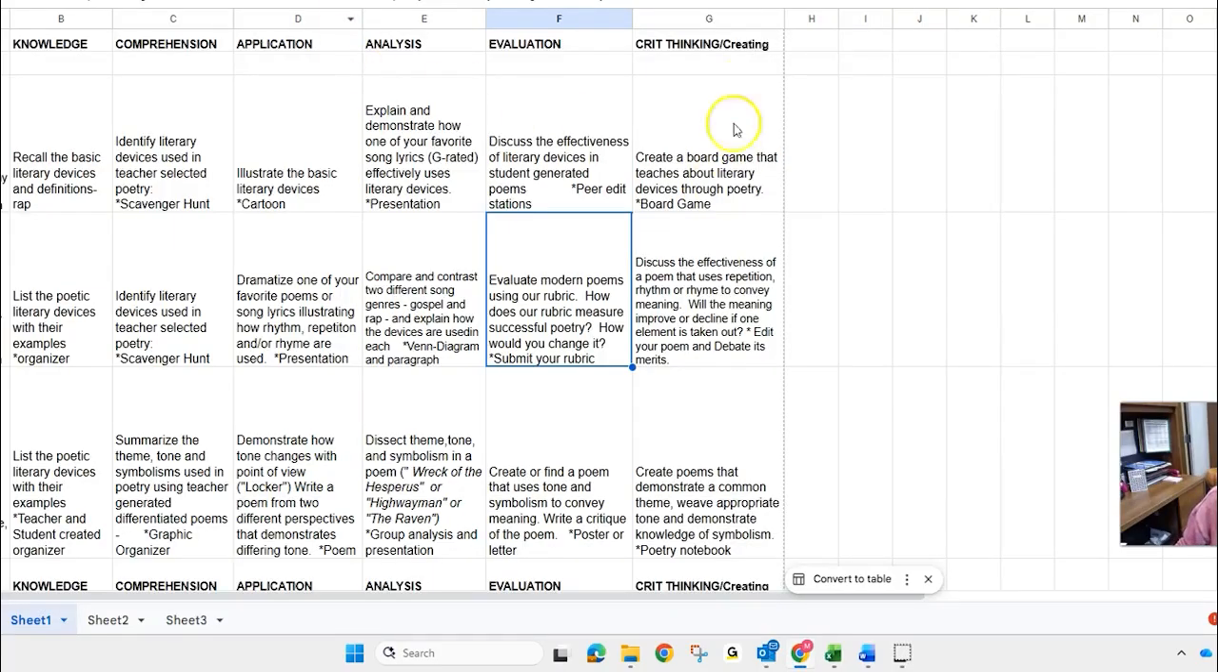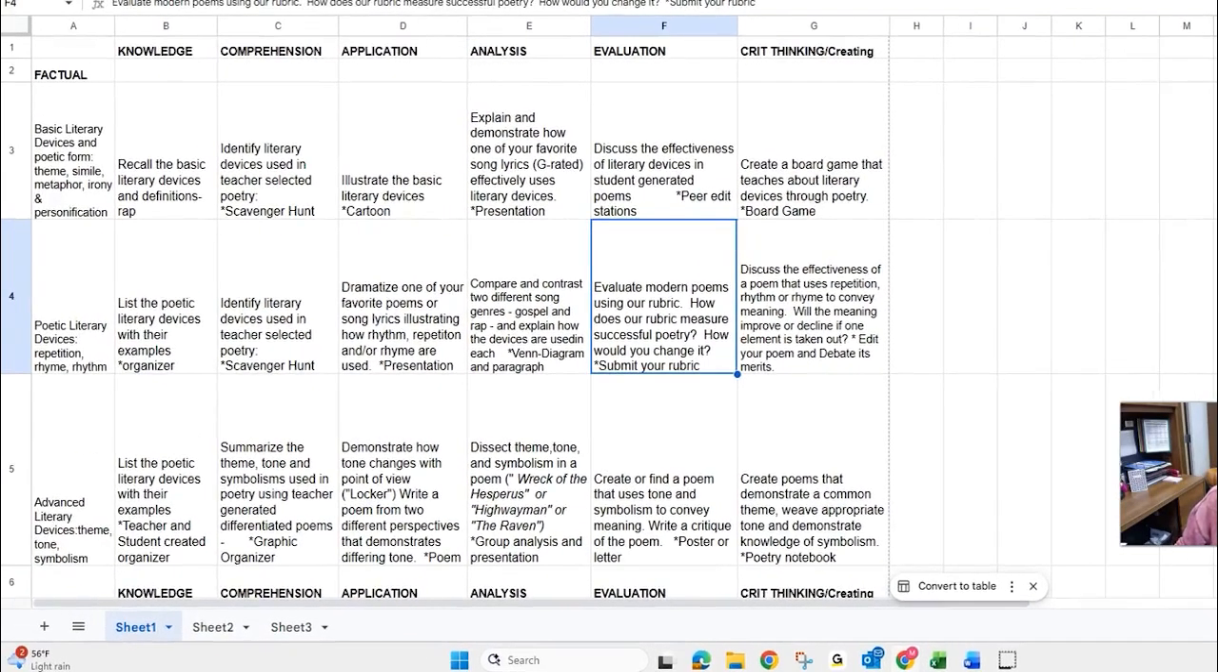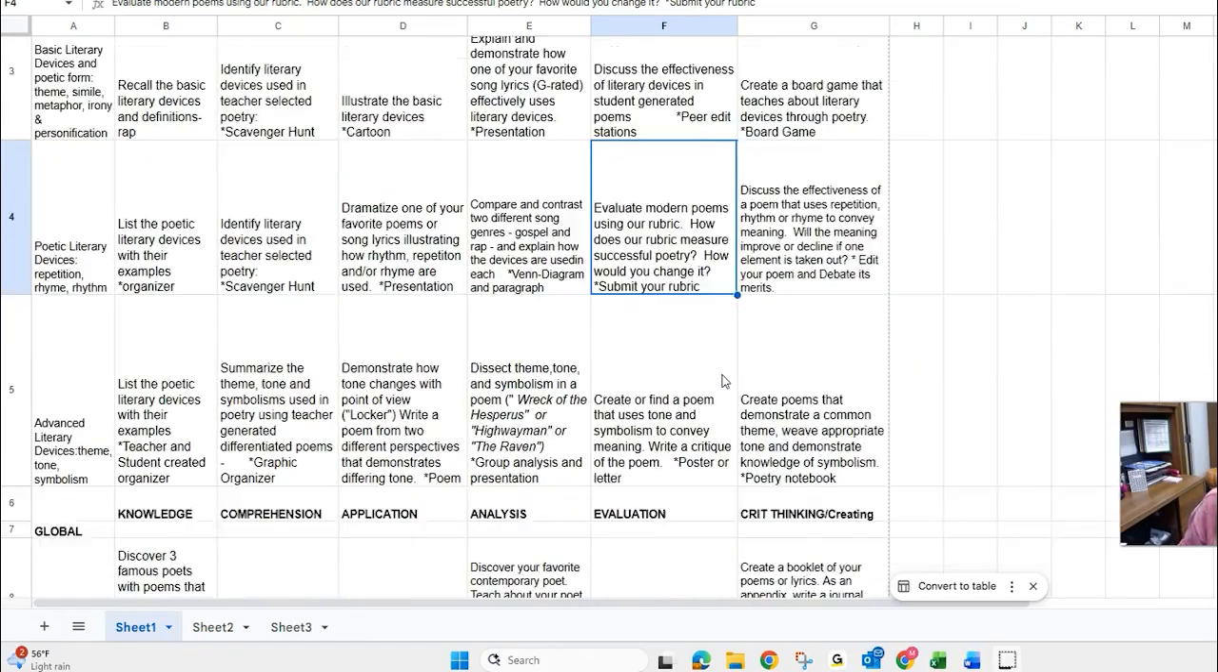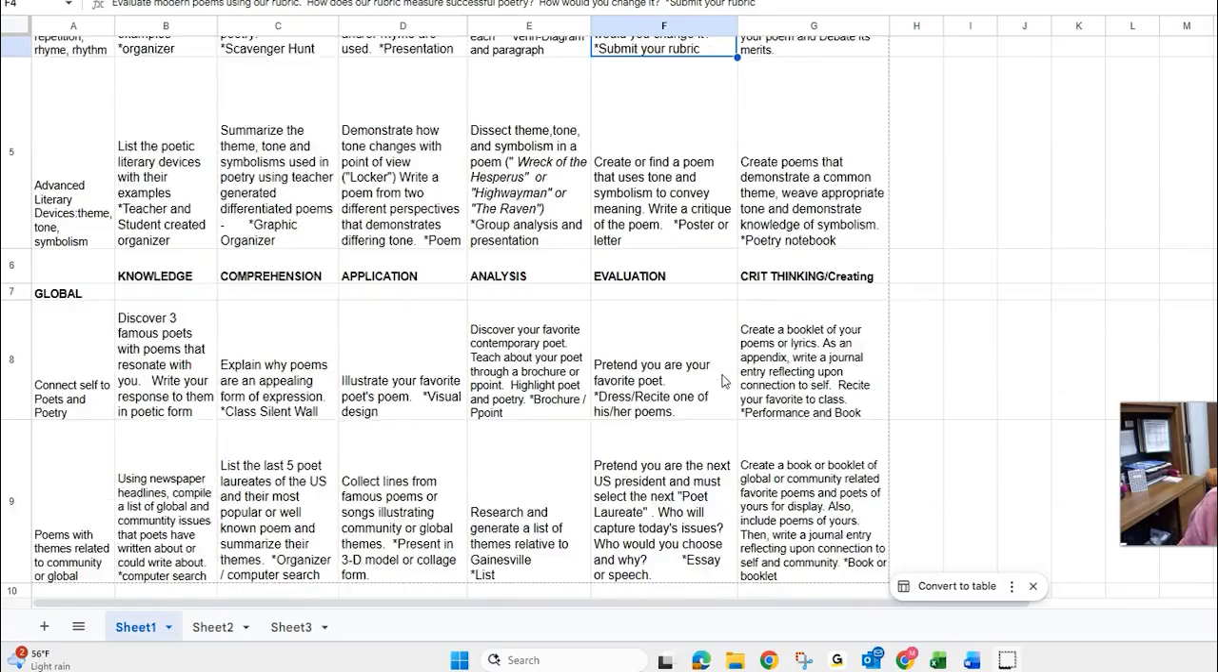Another one here is a poetry unit. And the factual, the basic literary terms, this I believe was a 6th grade unit. And then discuss the effectiveness of student literary devices in a student-generated poem using peer edits for the evaluation. Or evaluate modern poems using our rubric. What would you do to change those? What words might you use that are different now?